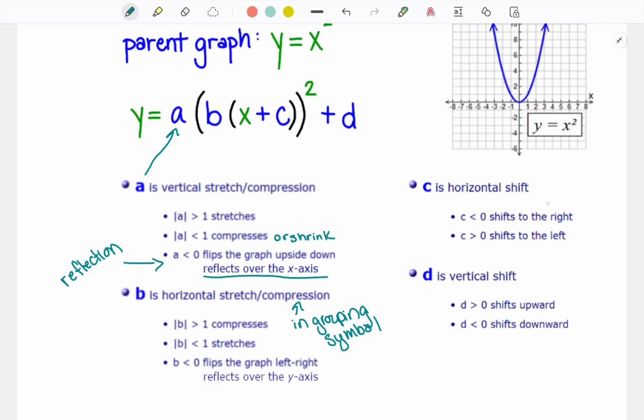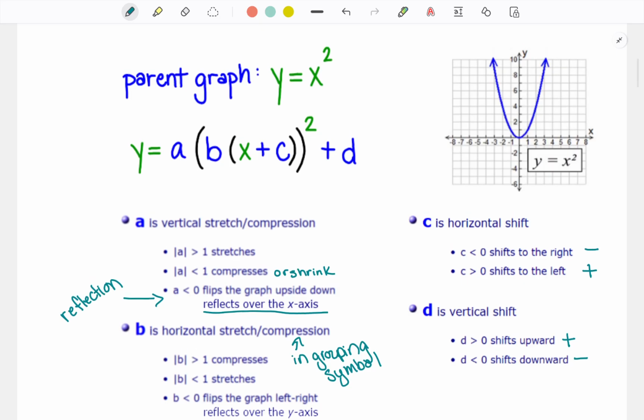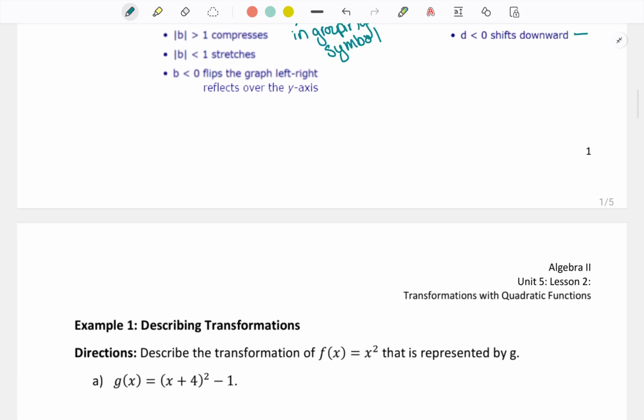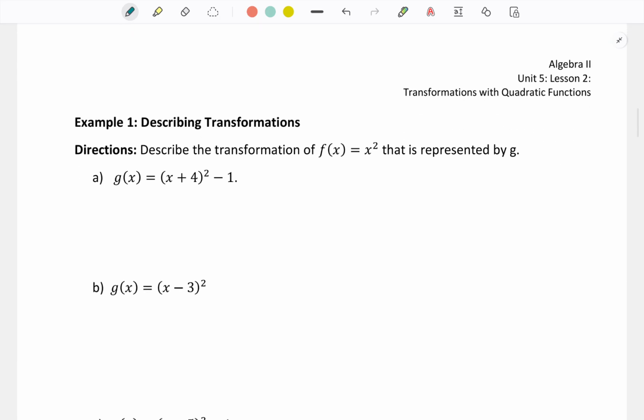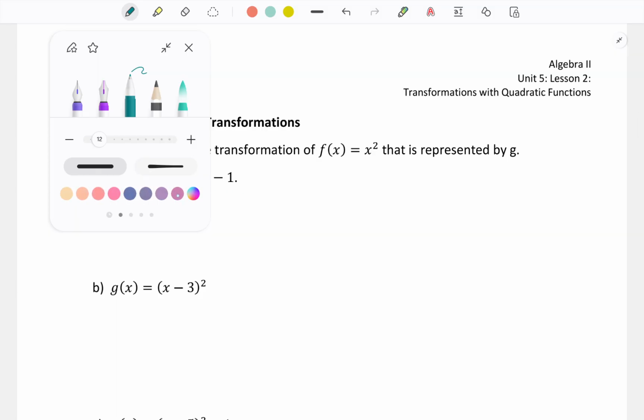Now, C is horizontal shift. So if it is less than 0, so if you have subtraction, it is going to shift to the right. And if C is greater than 0, or it is positive, then you need to shift to the left. D is always at the back of the function, and it is going to shift up if it is greater than 0. And if it is less than 0, or it is negative, then it will shift you down. So these are the same rules that we've done before. We're just applying them, of course, to those quadratics.